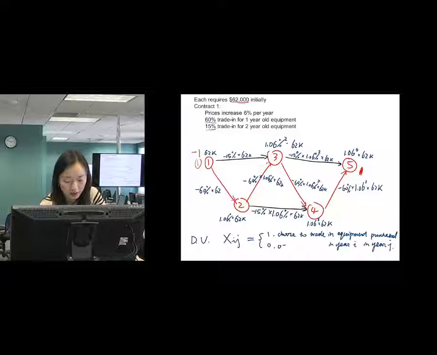This means otherwise. If we have a better way to write this decision variable definition, please share. Or you can put here, equals 1 means in year J, choose to trade in the equipment that purchased in year I. Okay, so either way. And the 0 means otherwise.